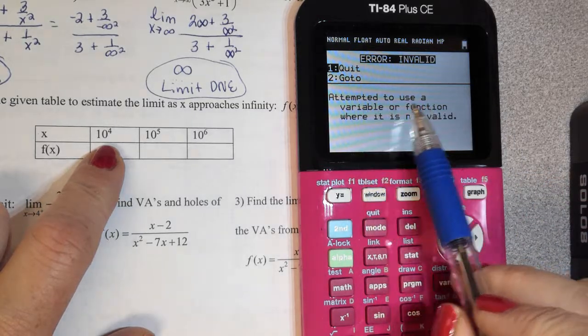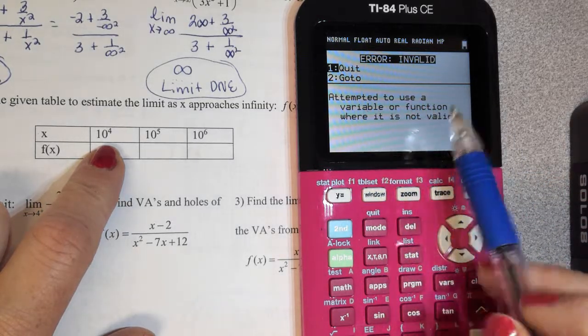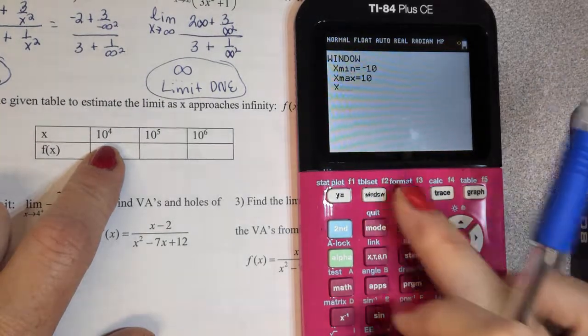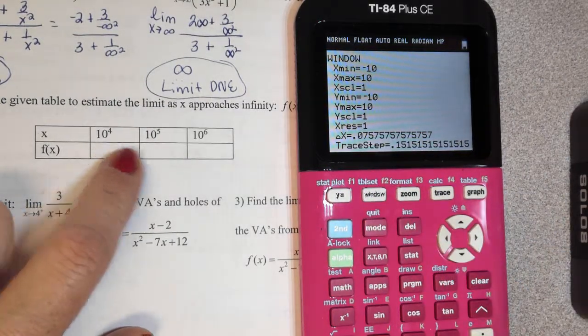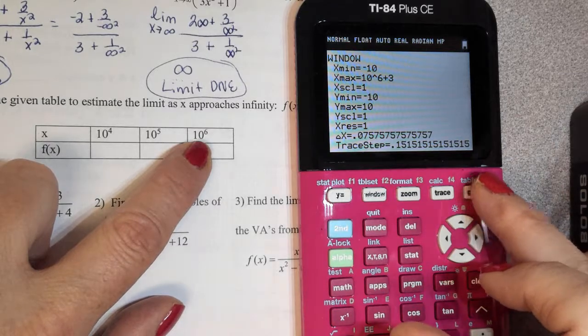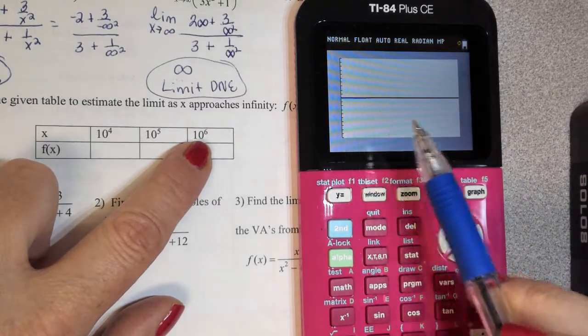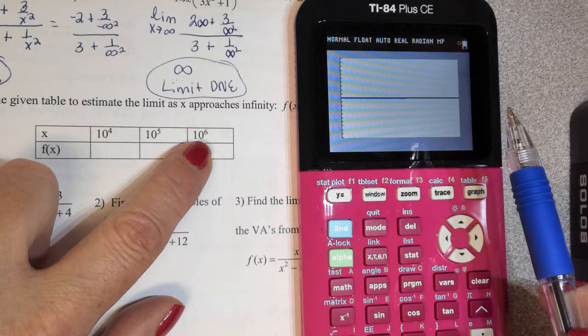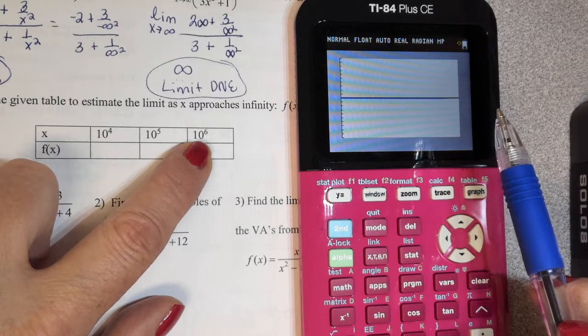It says I'm attempting to use a variable or function where it is not valid. Well, that means I have to change my window. I've got to graph this out to 10 to the sixth, and I might even want to go a little bit further, like 10 to the sixth plus 3. I'm going to see if it'll do that. I don't know, we'll see. I'm just saying I have to go out a little bit further than 10 to the sixth to be able to check it. So here's the way it looks.